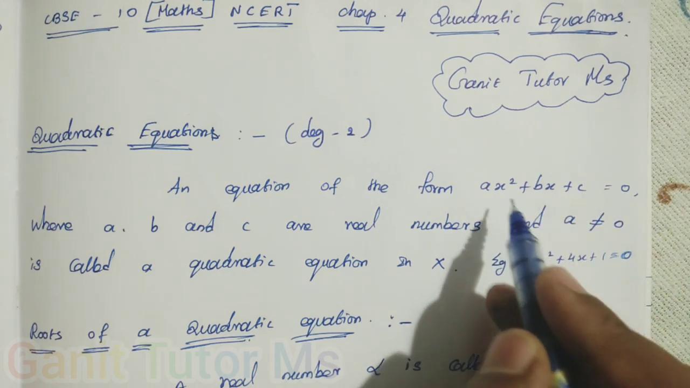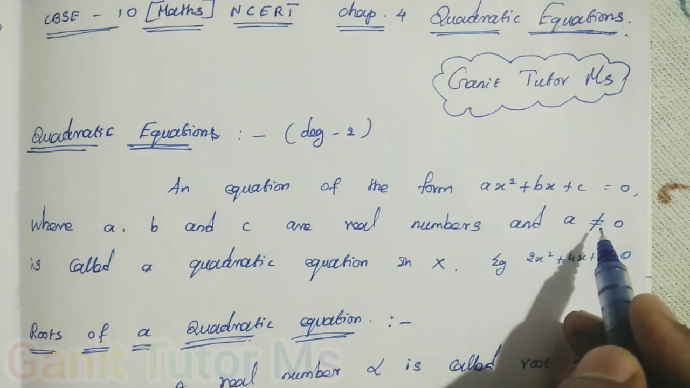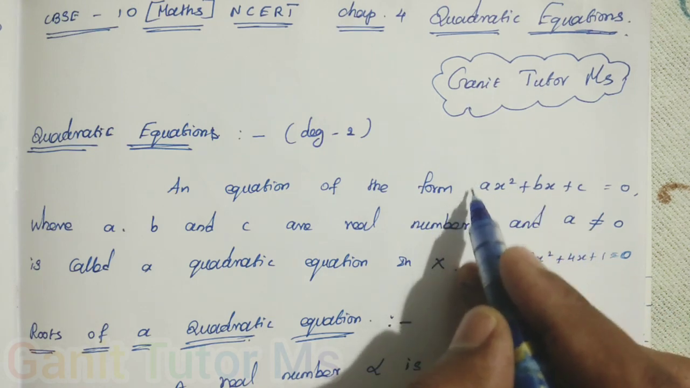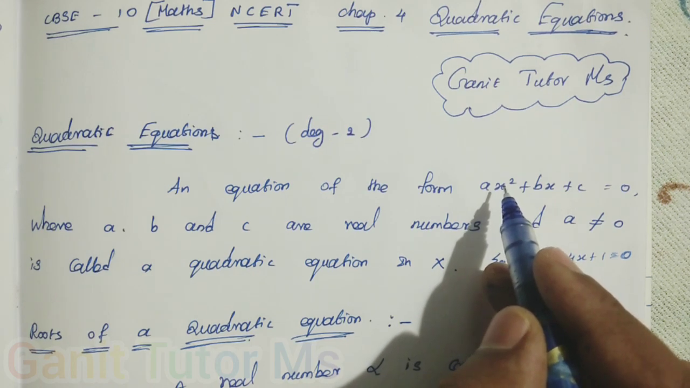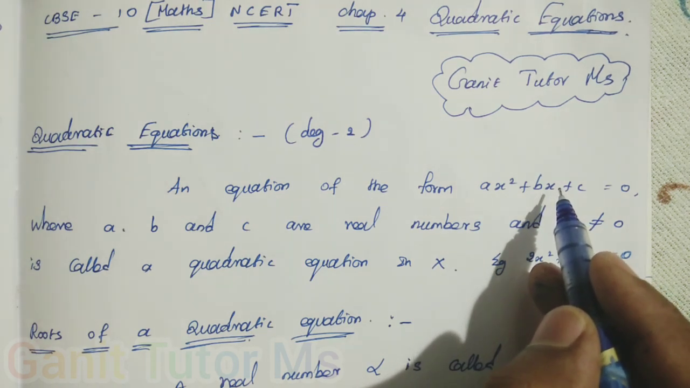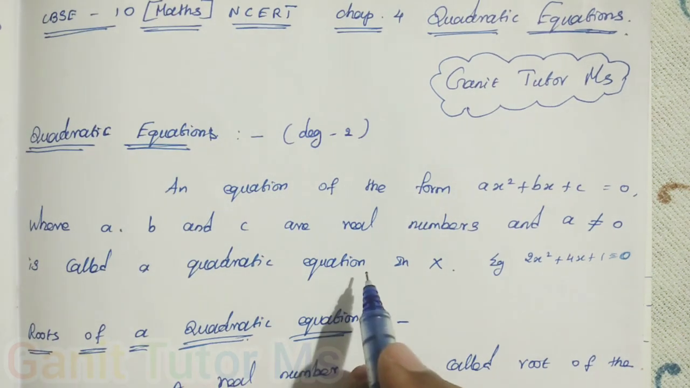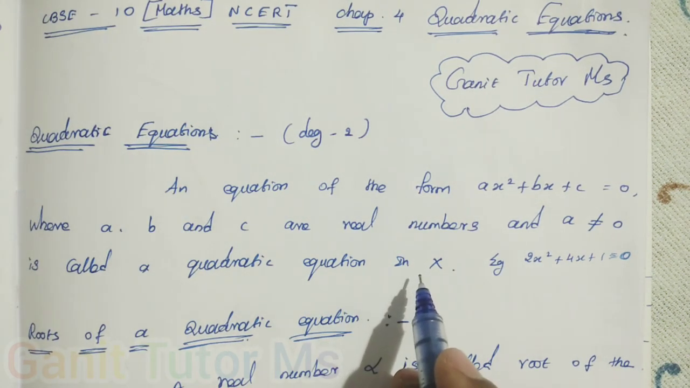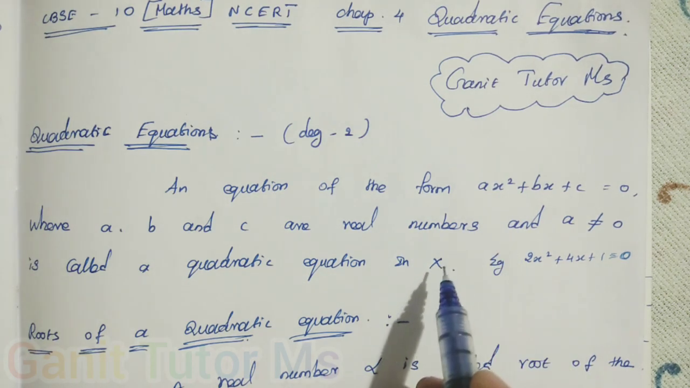Here a, b, c are real numbers and a should not be equal to 0. Right? Suppose a equal to 0, then the whole term becomes 0, that is 0 into x squared is 0. Then we get bx plus c, which is a linear polynomial. Right? So here a should not be 0. It is called the quadratic equation in x. Clear? In the variable x, the given quadratic polynomial in variable x.